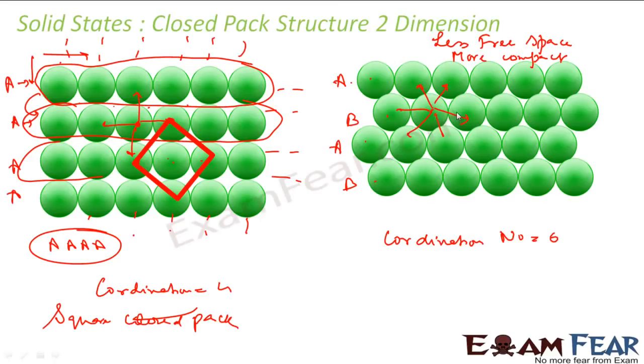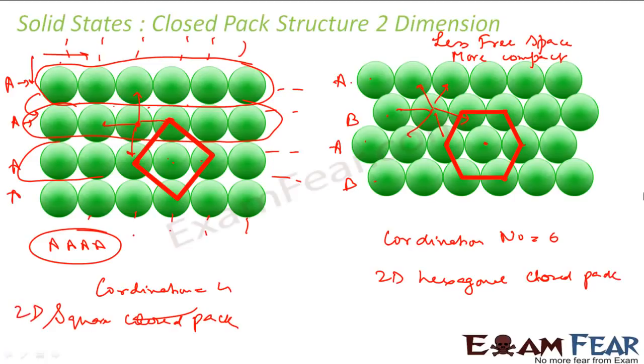So now if you join the centers of these spheres, for example, if you take this sphere, there are 6 spheres. If you join the centers of these spheres, what you get is a hexagon. Correct? And that's why it is called 2D hexagonal closed packing. This is 2D square closed packing.